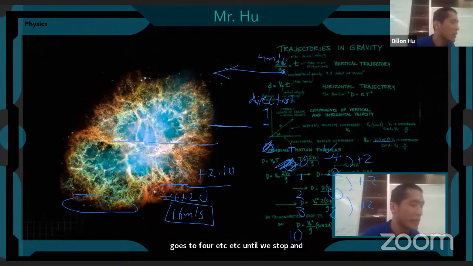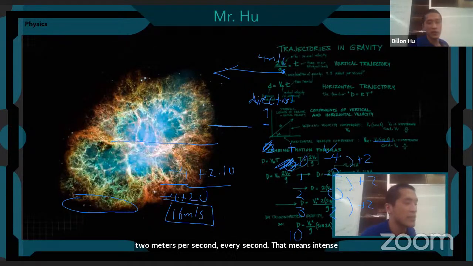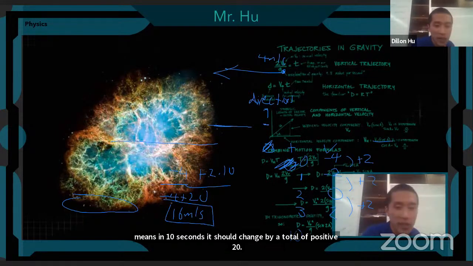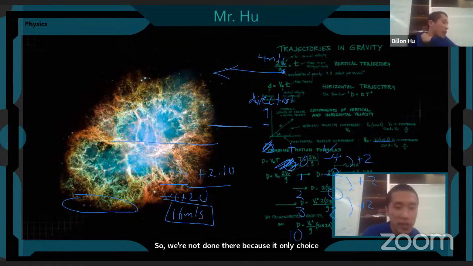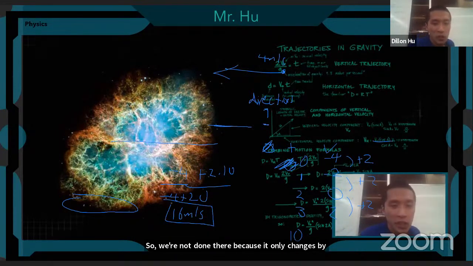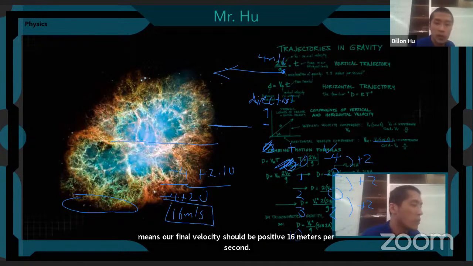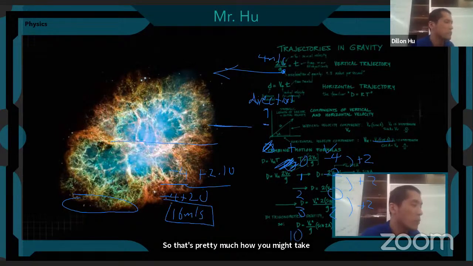So what we can do here is figure out that if our velocity changes by +2 meters per second every second, that means in 10 seconds, it should change by a total of +20. But we're not done there. What we still need to do is combine it with our initial velocity. So if our initial velocity was -4 and it changes by +20, that means our final velocity should be +16 meters per second. So that's pretty much how you might take a look at a problem like this.